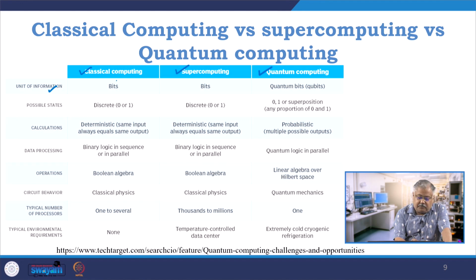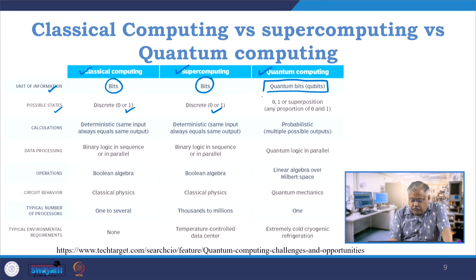Of course, in unit of information, classical computing uses bits, we all know that. Supercomputing is also bits, but for quantum computing we use qubits. So, this is a very basic one. Possible states are 0 and 1, and here is where quantum computing comes into the picture: it is not only 0 and 1, but the superposition of 0 and 1 states.